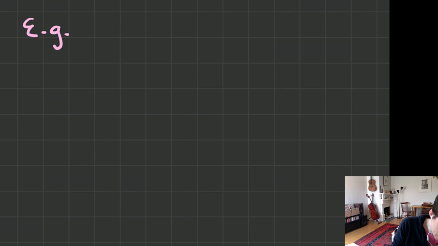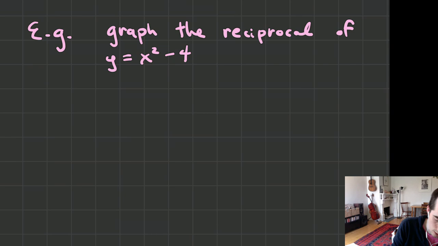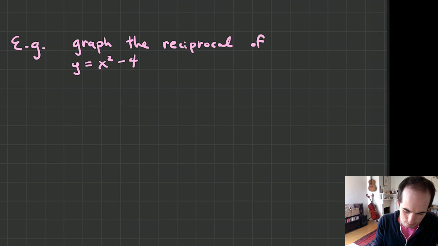Okay, so here's your example. I'm going to give you 5 minutes to do this one. So graph the reciprocal of y equals x squared minus 4. It's no longer a linear function that we're graphing the reciprocal of. I want the reciprocal of y equals x squared minus 4. I'm going to give you 5 minutes to do this, an extra minute from the last one.